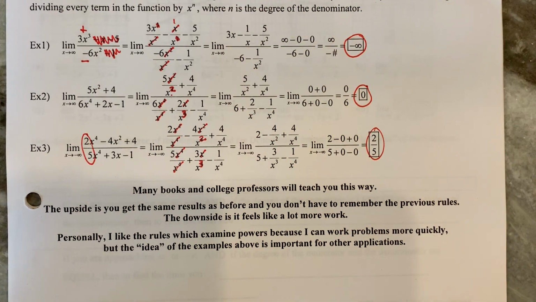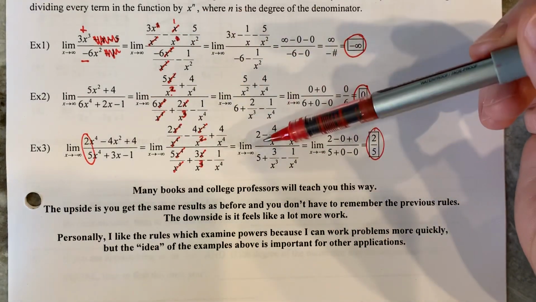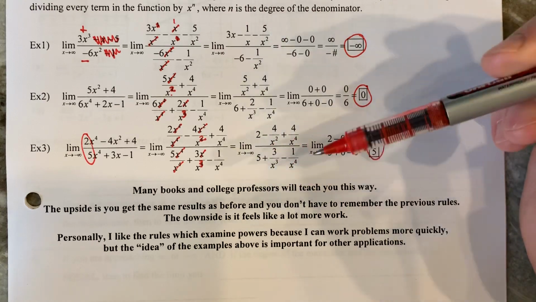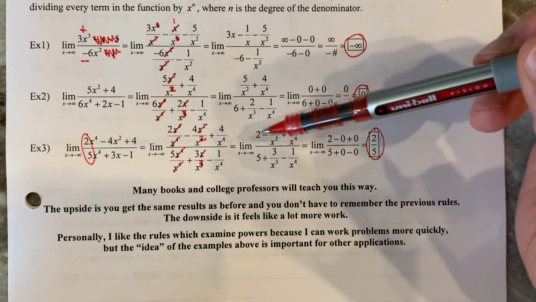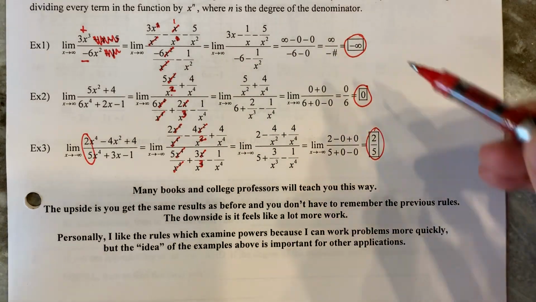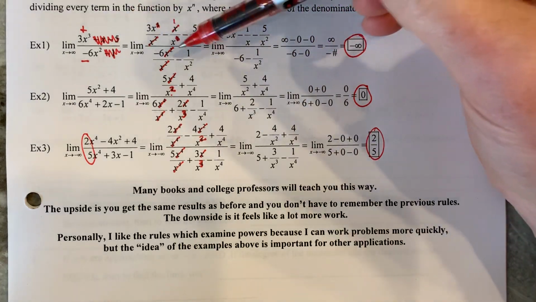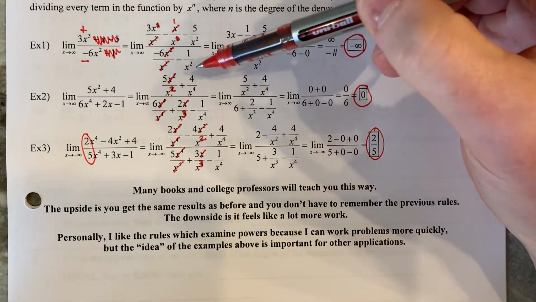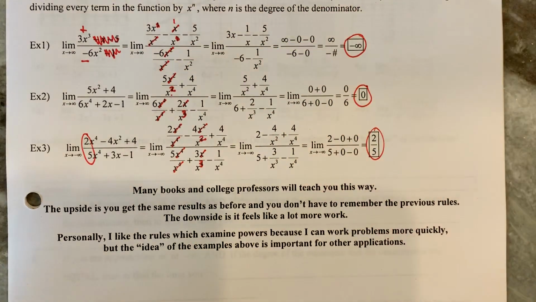So I think the first set of rules is a lot quicker, but many books and college professors will teach you this way. And there are also some uglier problems that we run into in AP Cal where this kind of thinking is pretty helpful. But I wanted to show you both ways. Some of you may like this, but just know the process here is a little bit more tedious unless you're doing a lot of it in your head and just writing out the results.